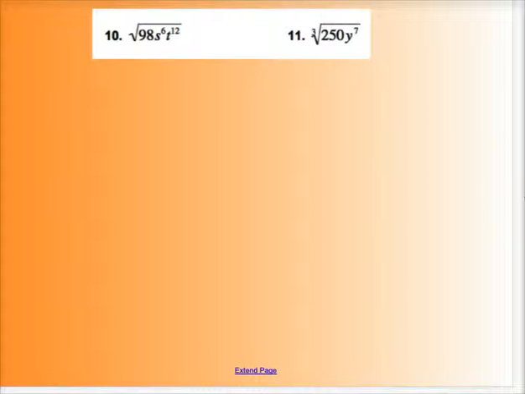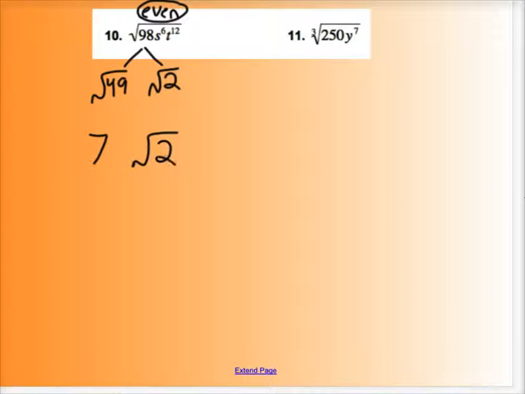Number 10, so this is another case. Now, we're dealing with an even root, so that means I do need to consider my absolute value. 98 is not on my powers chart. You should be looking at the second power list. Well, 98 isn't on it. However, 49 goes into 98. In fact, 49 goes into 98 twice. So the square root of 49 is 7. And then that 2 is left inside the square root.